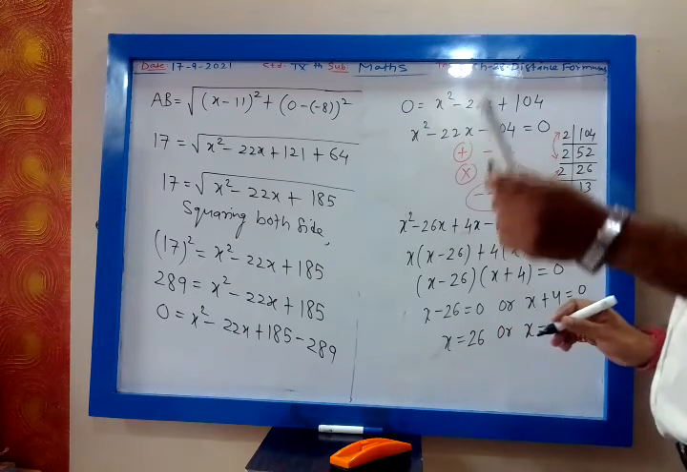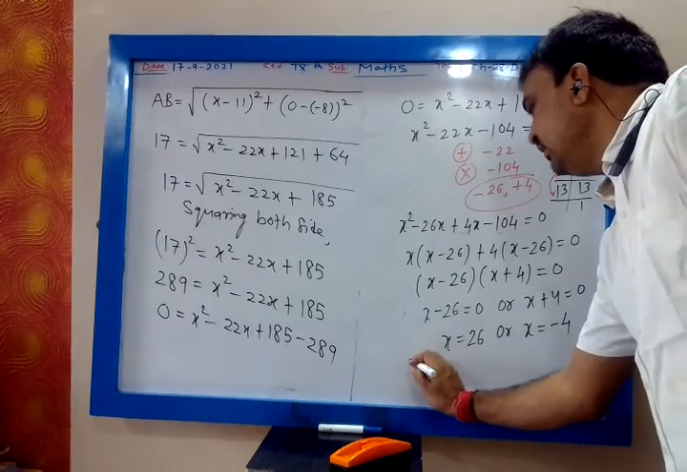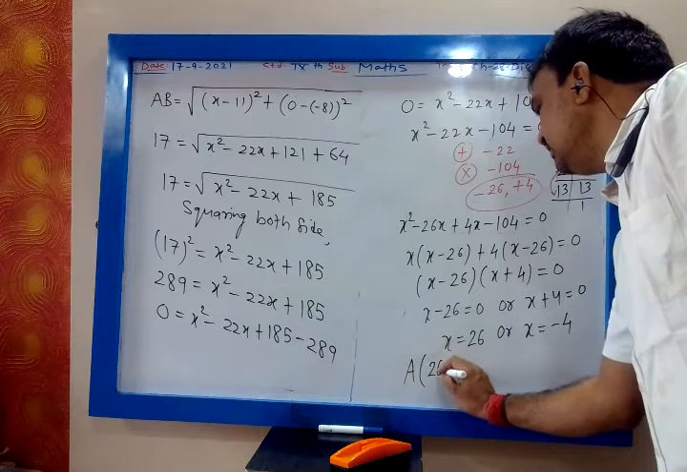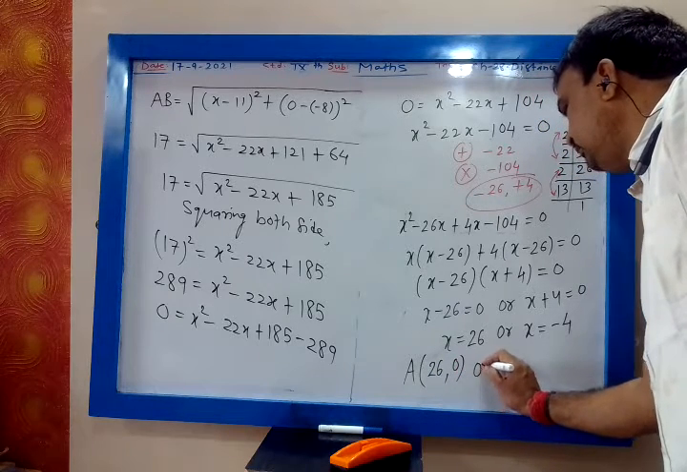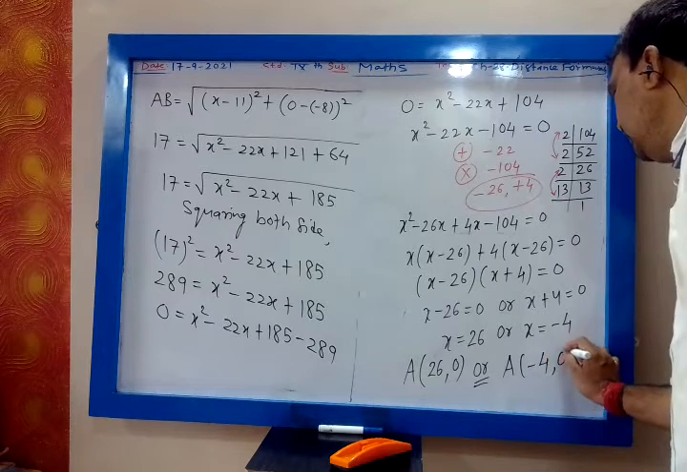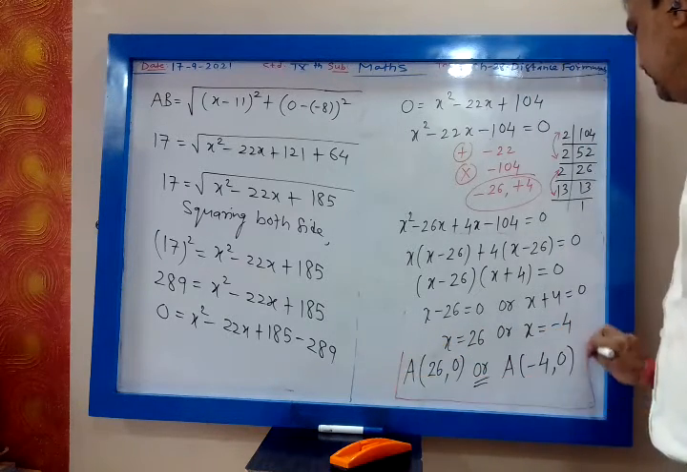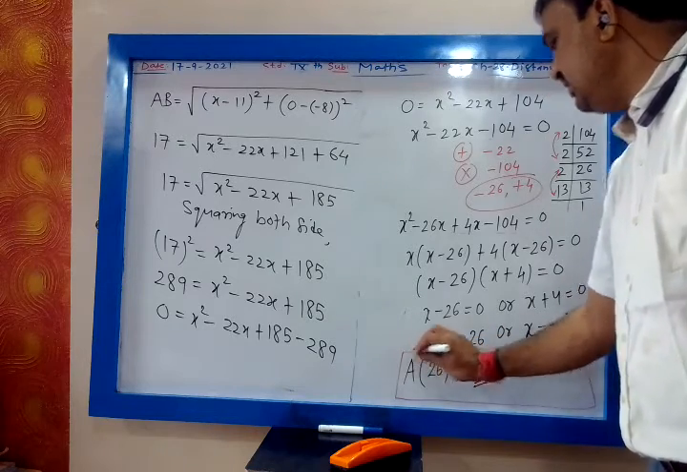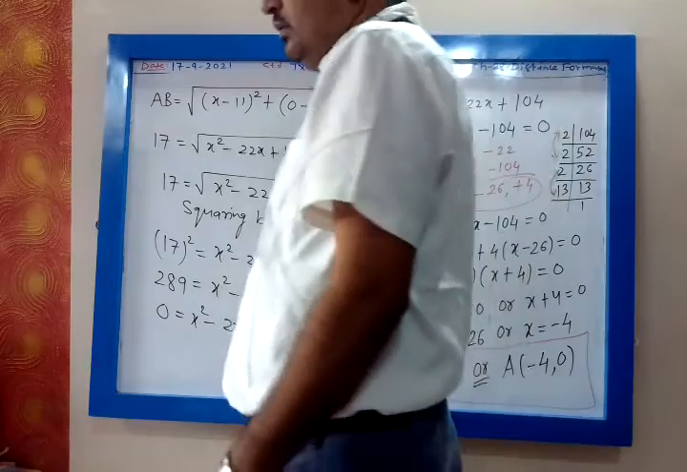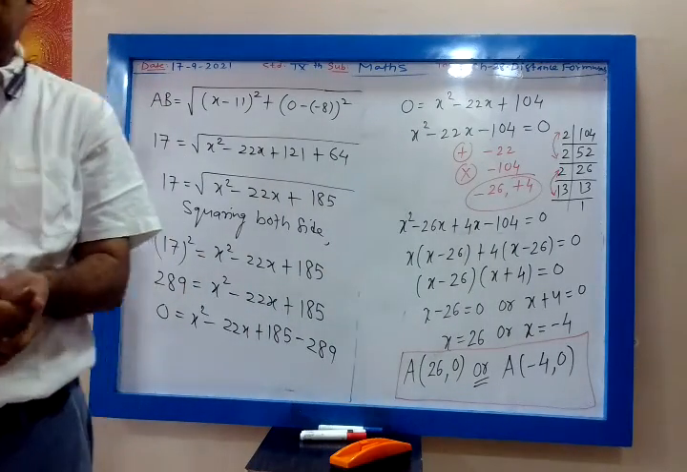Now x is a coordinate, so coordinates can be negative. So finally the coordinates of A will be 26 comma 0 or the coordinates of A will be minus 4 comma 0. And this is the answer. So these are the points on the x-axis whose distance from the given point is 17. So 26, 0 or minus 4, 0. The coordinates can be negative as well as positive.